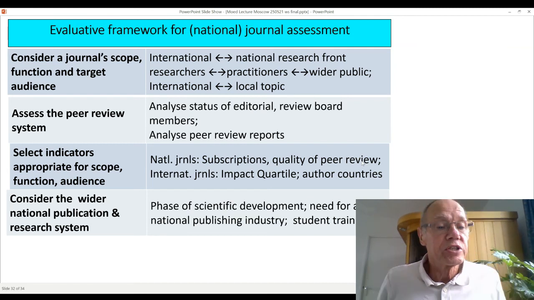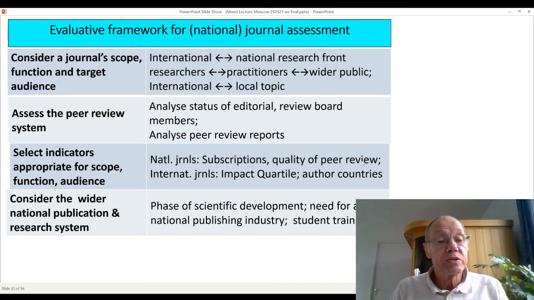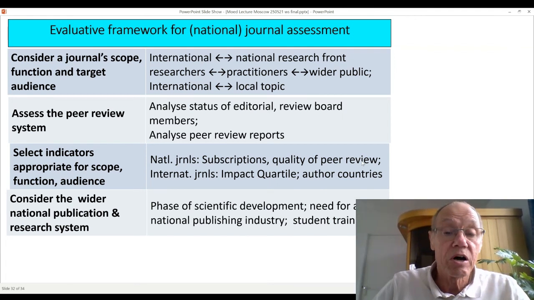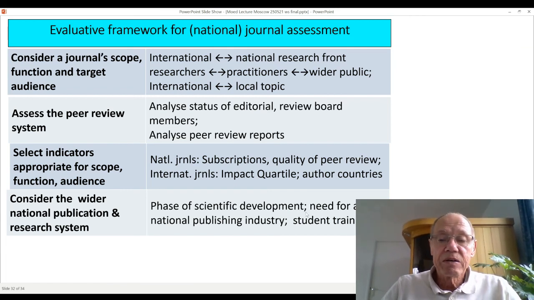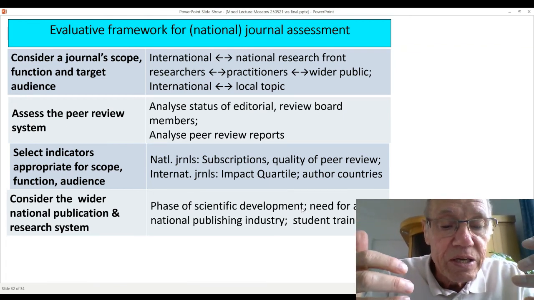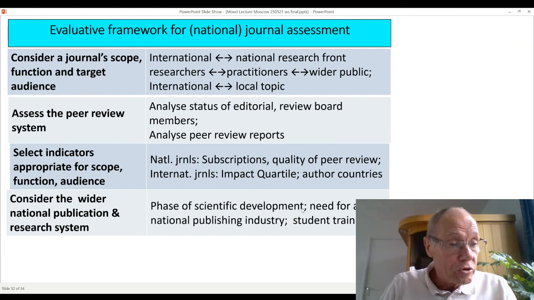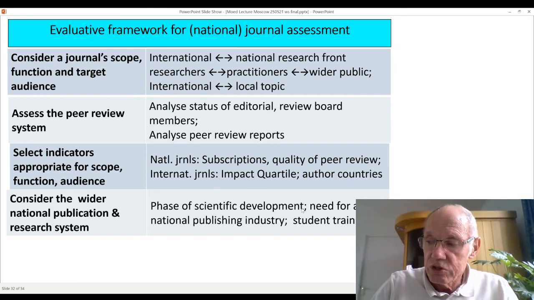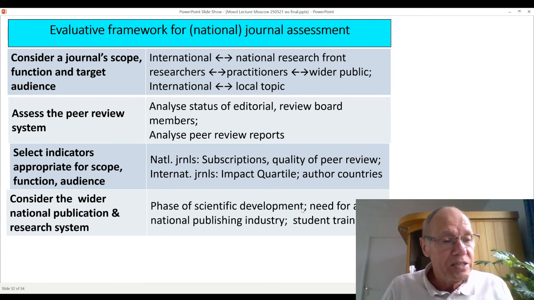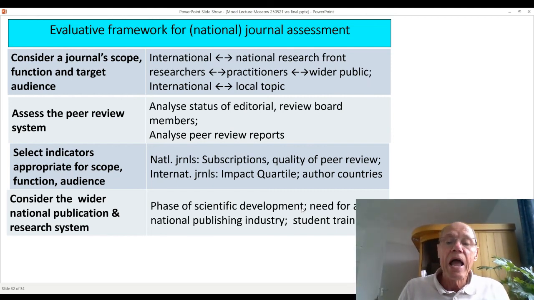It's also important, I think, to consider the wider national publication and research system. The phase of scientific development of a country is very important. I would like to give you one particular example, and that is on international scientific collaboration. A large share of papers in international collaboration can be a sign of strength if the country has really developed a proper research system and is actually further developing it. But it can also be a sign of weakness, because it means that research in a country is very much dependent upon the research abroad.